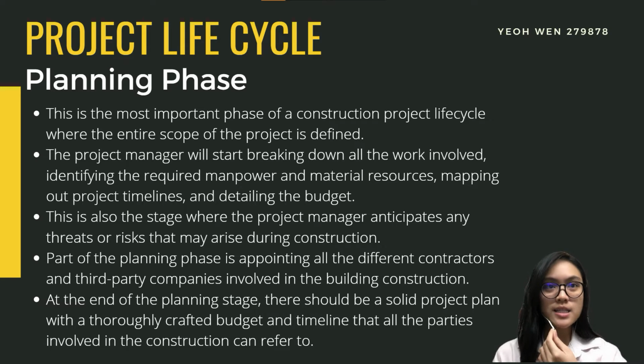The second stage is the planning phase. This is the most important phase of the construction project life cycle where the entire scope of a project is defined. The planning phase is even deemed more important than the execution phase. While estimated costs and programs are often identified as early as the initiation phase, this is the time where every single element is detailed. The project manager will start breaking down all the work involved, identifying the required manpower and material resources, mapping out project timelines, and detailing the budget.